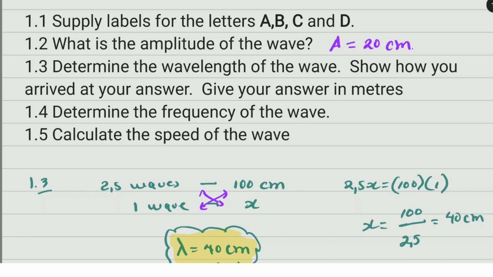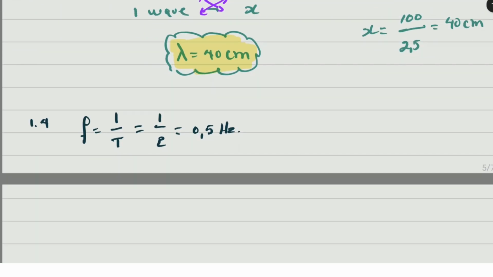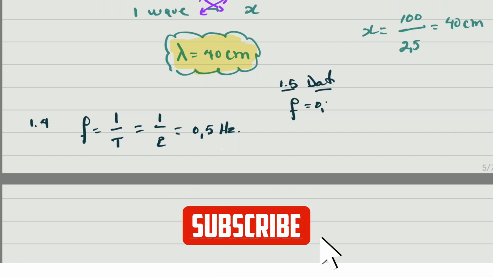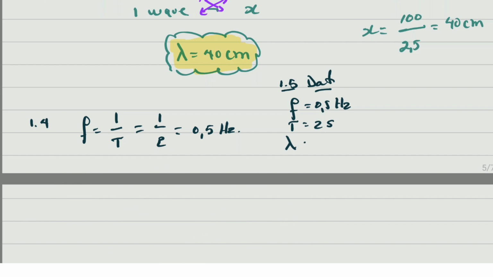Question 1.5, calculate the speed of the wave. Let's do it on this side here. Let's see what data we have. We have that frequency is equal to 0.5 hertz. We have that period is equal to 2 seconds. We have that wavelength is equal to 40 centimeters, but we cannot work in centimeters. So if you convert, you have 0.4 meters.